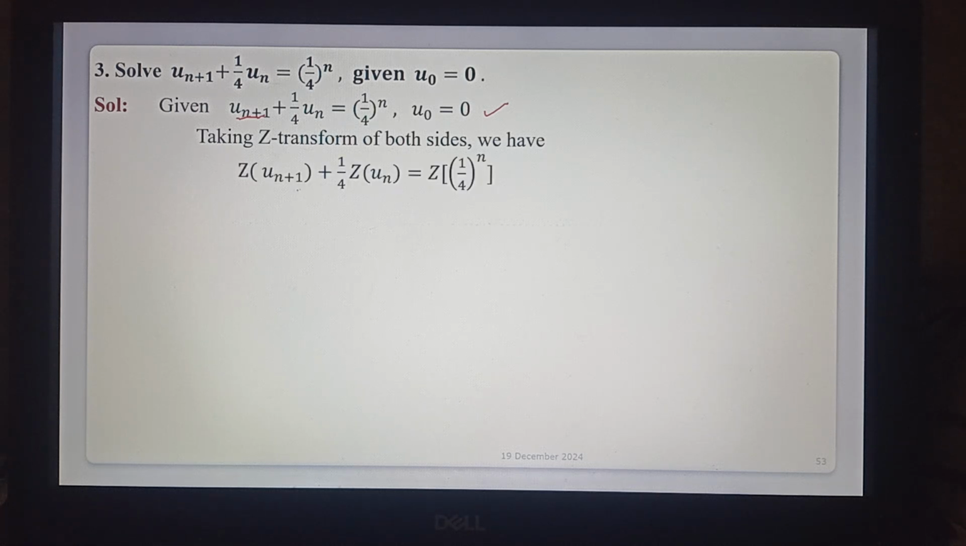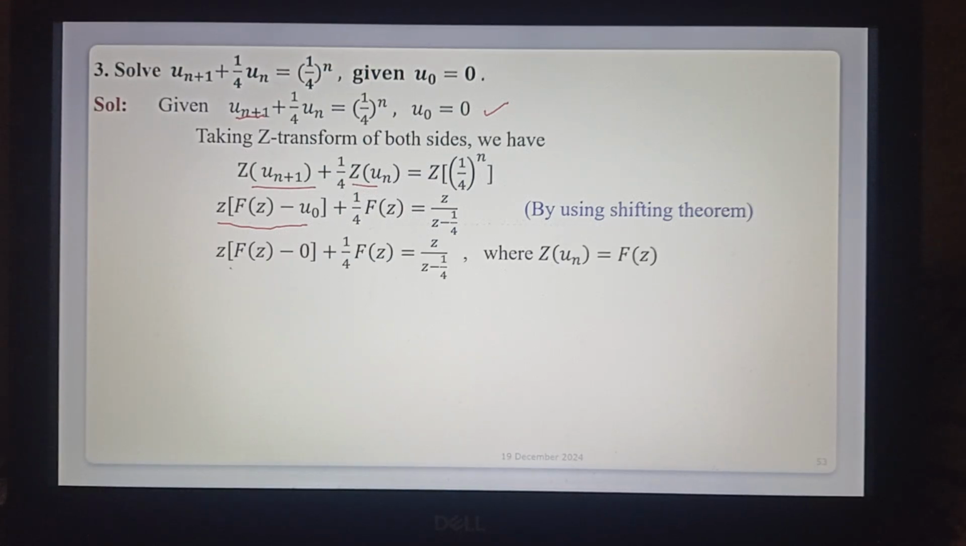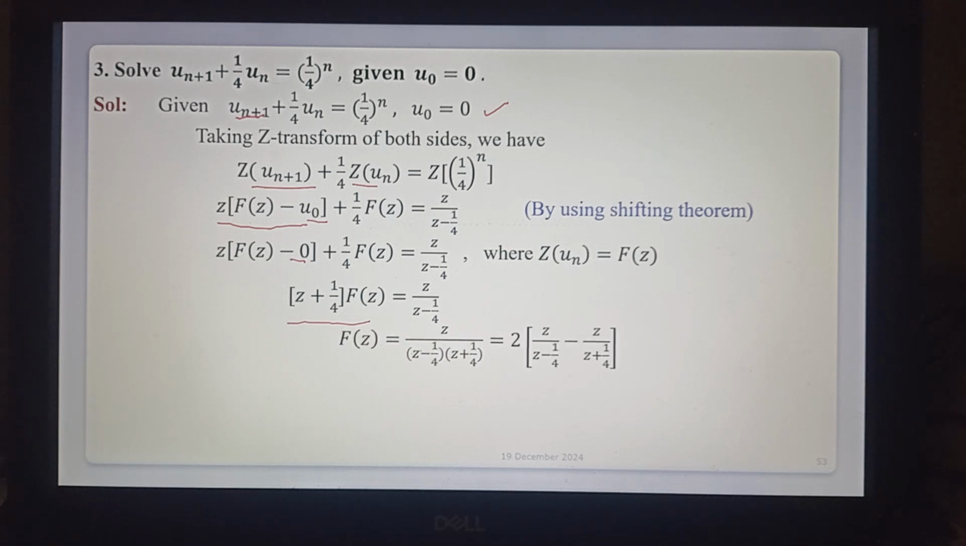So Z transform of un plus 1 plus 1 by 4 into Z transform of un is equal to Z transform of 1 by 4 whole power n. So by using the shifting theorem, z into f of z minus u naught plus 1 by 4 f of z is equal to, this is the Z transform of a power n, which is z by z minus a. So z into f of z, u naught is equal to 0, plus 1 by 4 f of z is equal to z by z minus 1 by 4. Taking f of z common, z plus 1 by 4 into f of z is equal to z by z minus 1 by 4. So f of z is equal to z by z minus 1 by 4 into z plus 1 by 4.